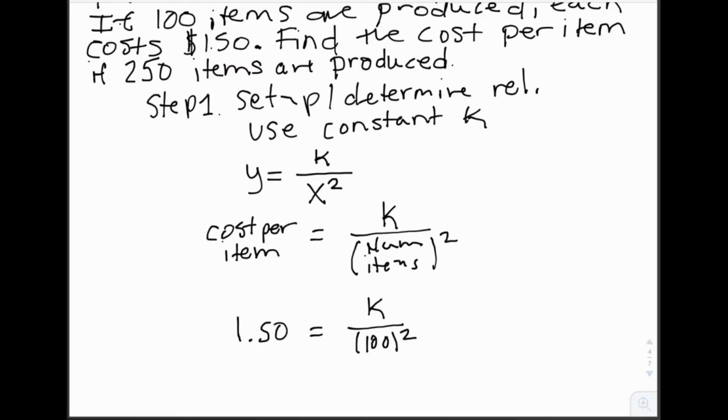Now we can find k. 100 squared is going to give me 10,000. So I can multiply 10,000 on each side here. And that should give me a k equal to 15,000. And that step was step number 2.